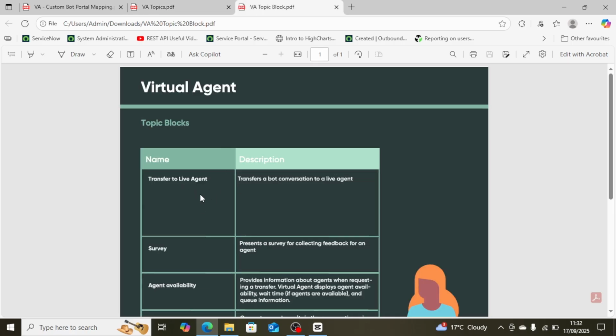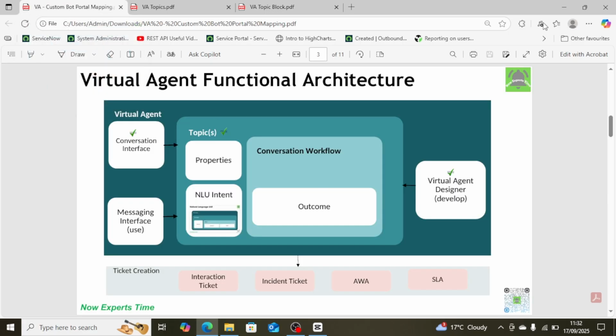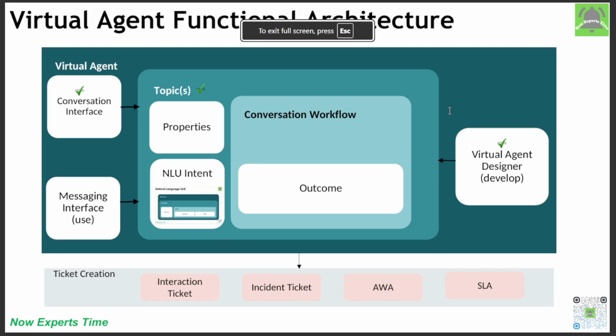And one more is a topic block. It's like a function. When you are writing a script, you will write a function, correct? This function helps because you can call it wherever you want. Similarly, the topic block is the same. You can create any number of blocks, and you can call those blocks wherever required in your virtual agent related requirement. Those items are defined in your virtual agent designer.